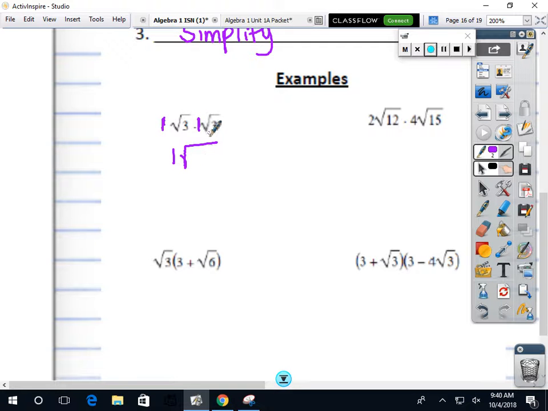What's 3 times 3? 9. So really, like I said, you don't have to write the outside 1. So really, we just have the square root of 9, and then you simplify it. What's the square root of 9? It's not a trick question. What's the square root of 9? 3. That one was easy to simplify because 9 is a perfect square.